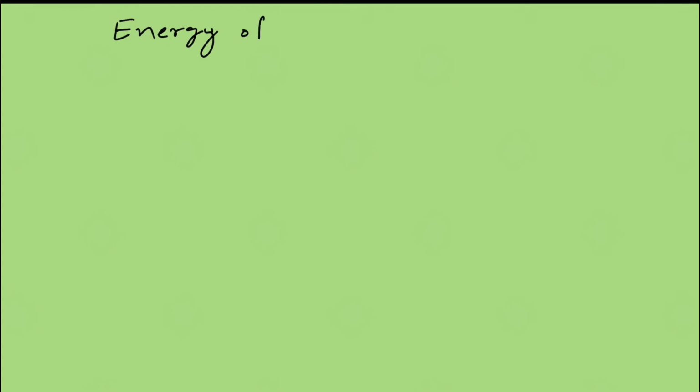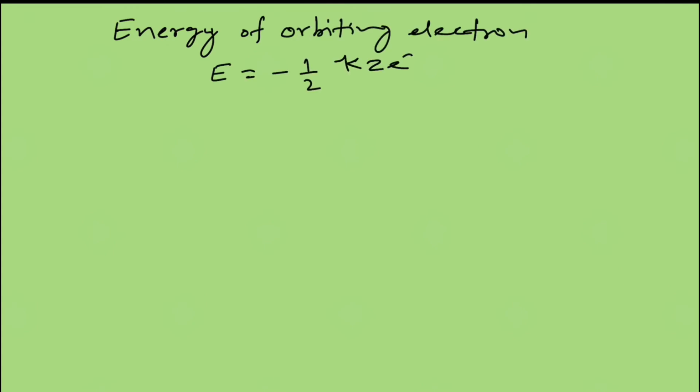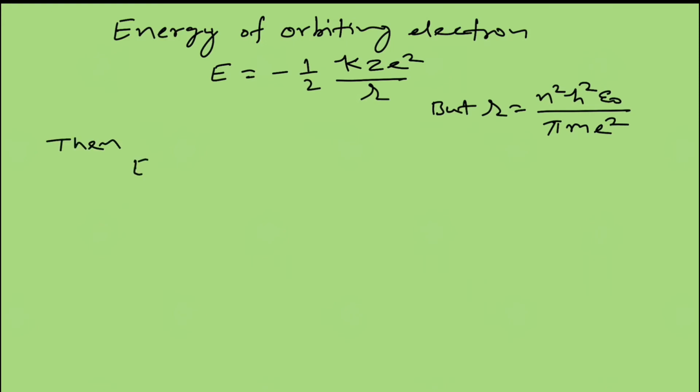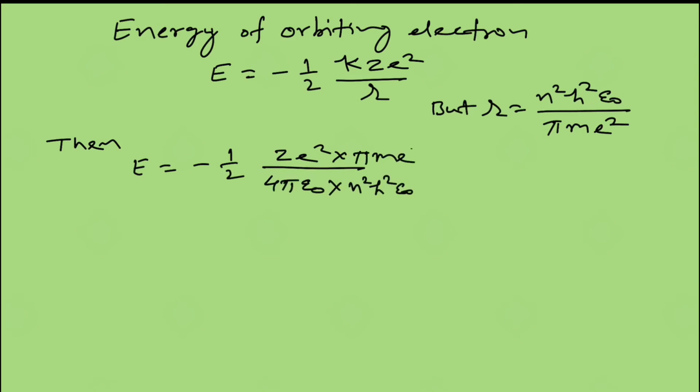Energy of the orbiting electron is given by E is equal to minus half k z e square upon r, but r is equal to n square h square epsilon naught upon pi m e square. Therefore, E is equal to minus half z e square upon 4 pi epsilon naught, into n square h square epsilon naught upon pi m e square.